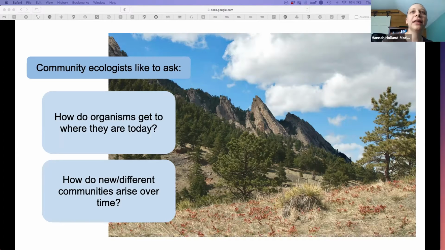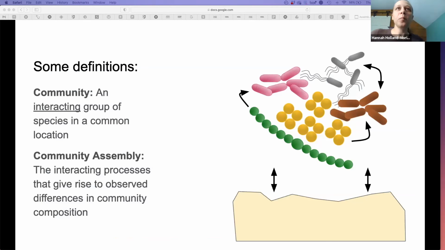Next slide, please. And so just before we get started, some definitions to make sure everyone's on the same page. So when I say community, I am thinking of an interacting group of species in a common location. And when I say community assembly, I am thinking about the interacting processes that give rise to observed differences in community composition. So if we have a community, it has different abundances of organisms, what are those processes?